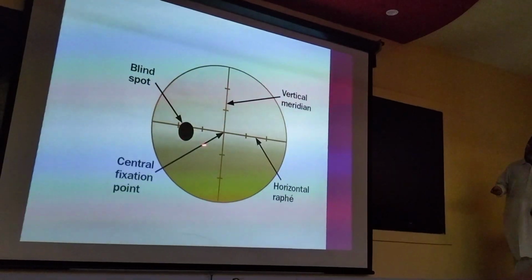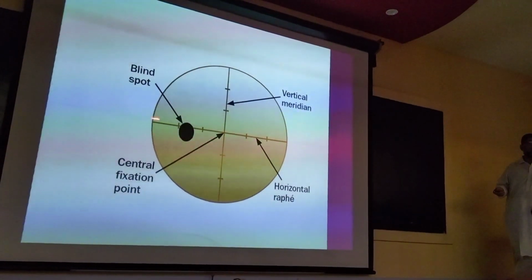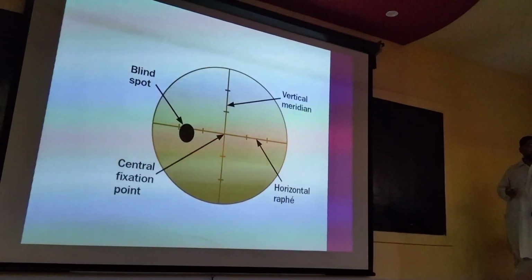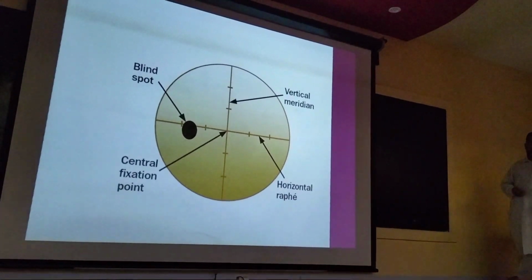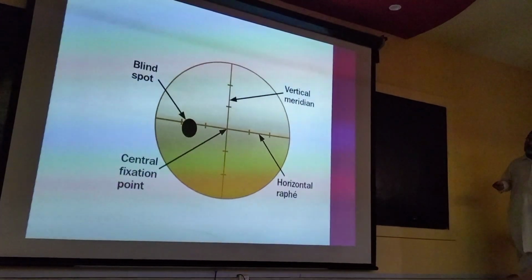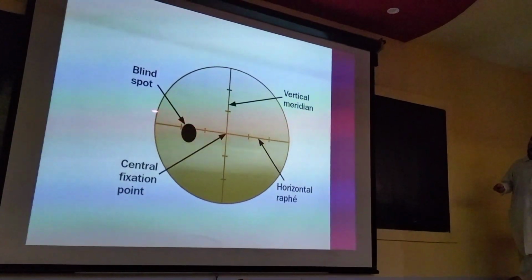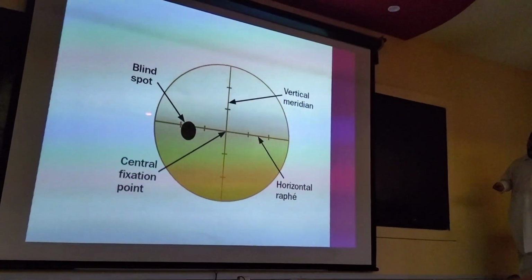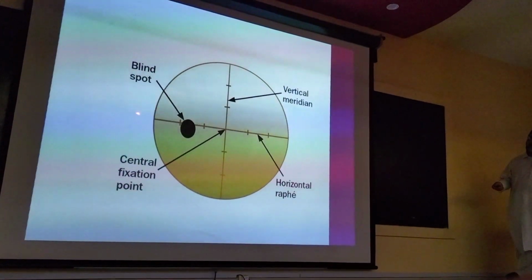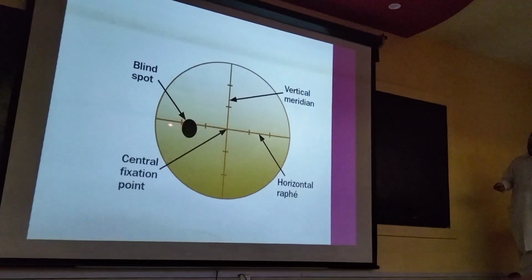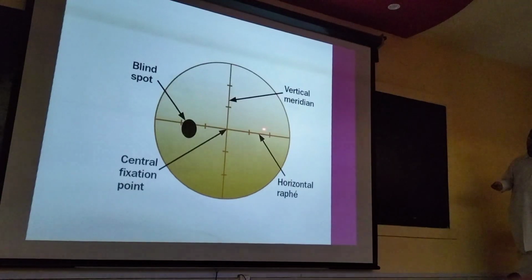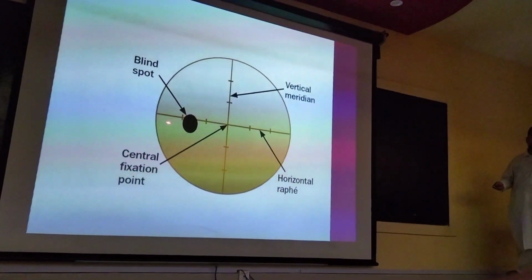Now this blind spot, you all know that actually this is nothing but this is showing you the arrangement of optic disc, the existence of optic disc in the retina. The arrangement shown for this blind spot is showing that the optic disc is a little bit on the superior portion of the retina as compared to the inferior.